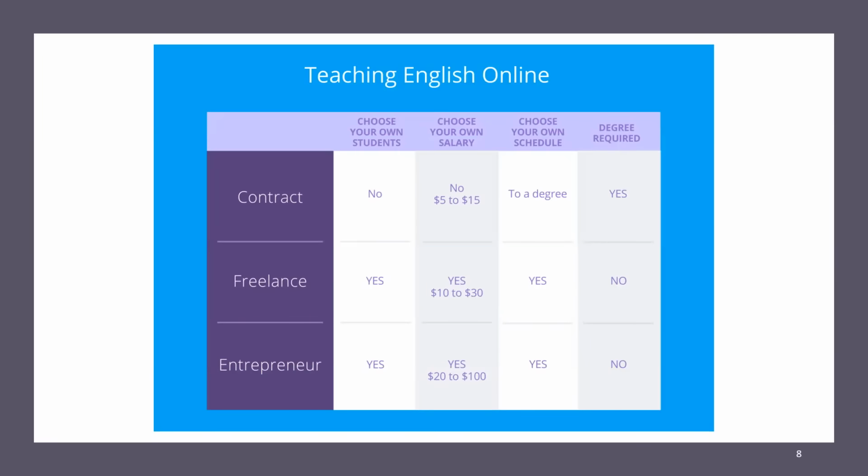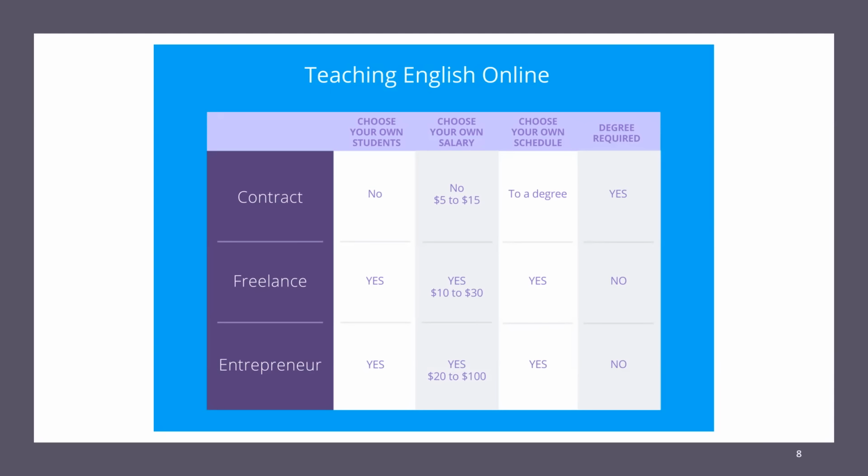Freelancing. Can you choose your own students? Yes, of course you can, because you're on the freelance platform. You are advertising your services on specific services. Again, niche teaching is very important here. So yes, you get to decide who your students are going to be. Do you get to choose your own salary? Yes, of course. On these platforms, teachers are charging between $10 to $30 on average, some more, depending on what you are teaching and to who you are aiming those services at.